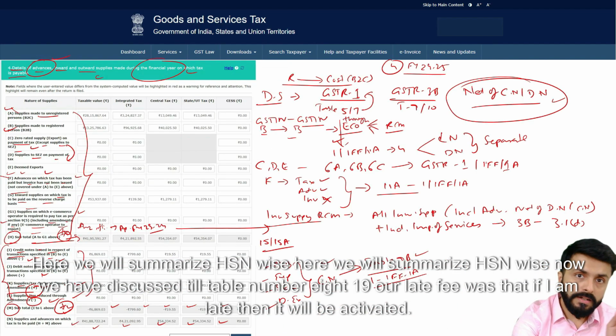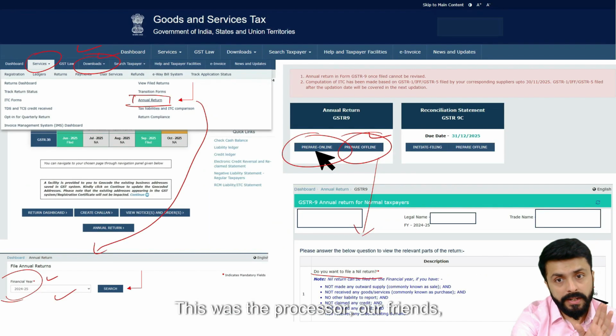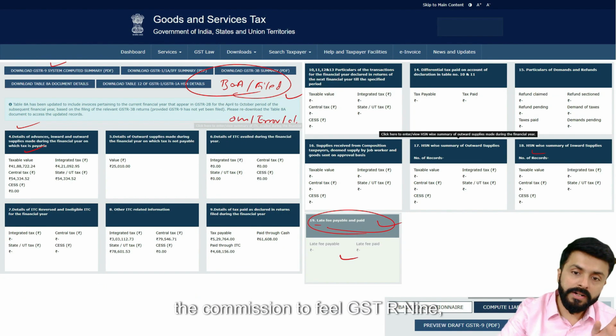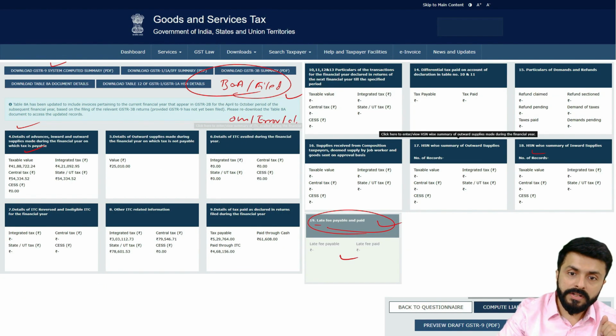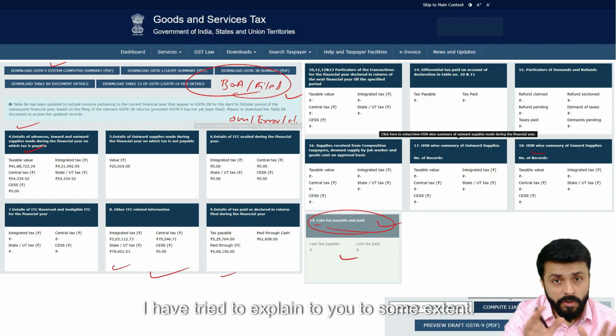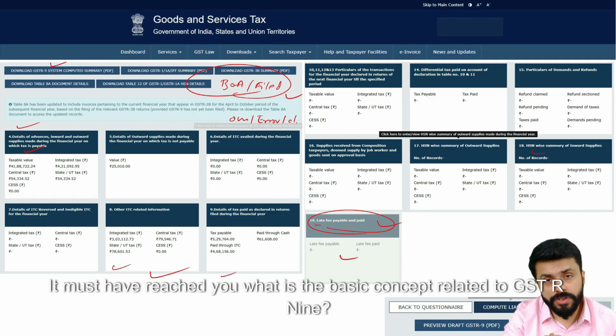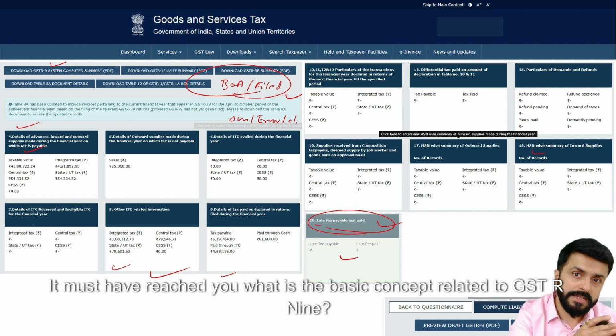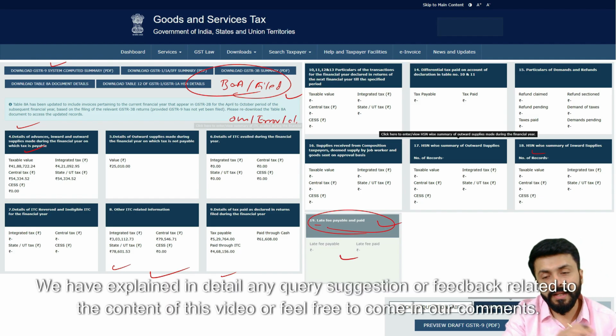Our late fee was that if I am late, then it will be activated. This was the process, our friends, to fill GSTR-9. I have tried to explain to you to some extent. It must have reached you what is the basic concept related to GSTR-9. The form, we have explained in detail.